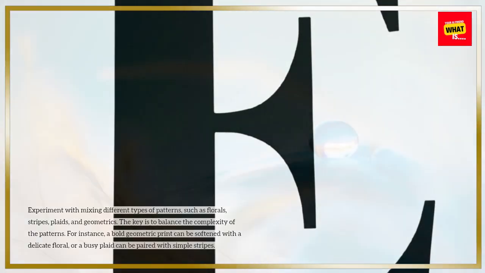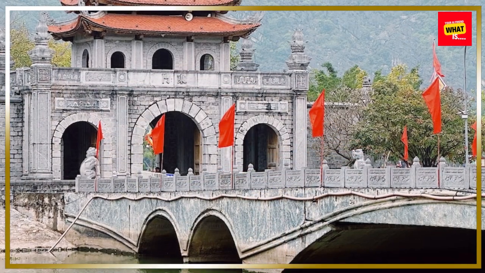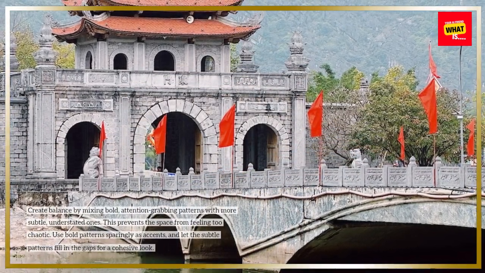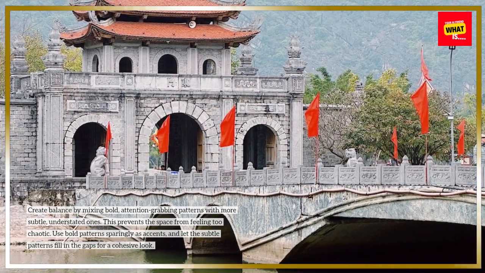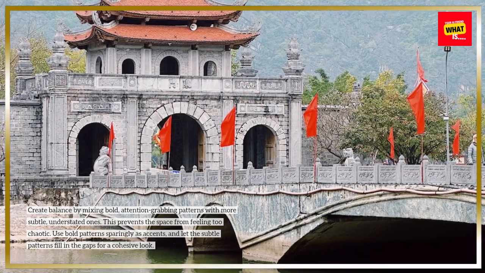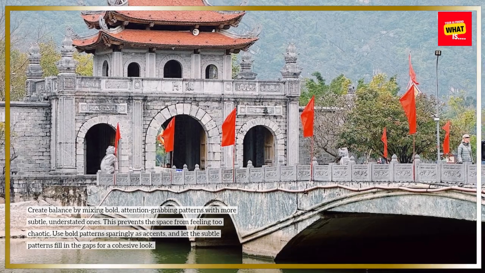with simple stripes. Balance bold and subtle patterns. Create balance by mixing bold, attention-grabbing patterns with more subtle, understated ones. This prevents the space from feeling too chaotic. Use bold patterns sparingly as accents, and let the subtle patterns fill in the gaps for a cohesive look.